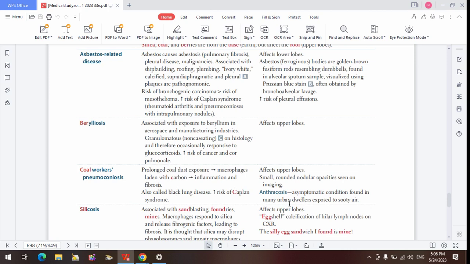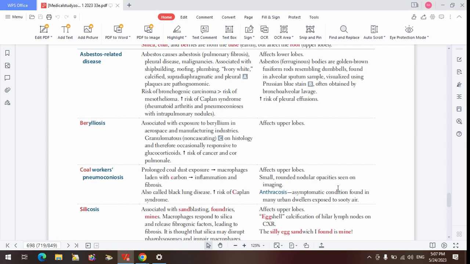You are just having inhalation of that coal dust, and it usually is asymptomatic. So it hasn't actually caused any lung damage. So anthracosis is just exposure to the coal dust for a long time without any severe damage, and it is asymptomatic. When there's severe damage like fibrosis, you tend to have what we call coal worker's pneumoconiosis. So don't forget that small round nodular opacity.